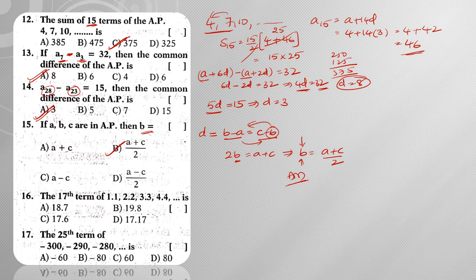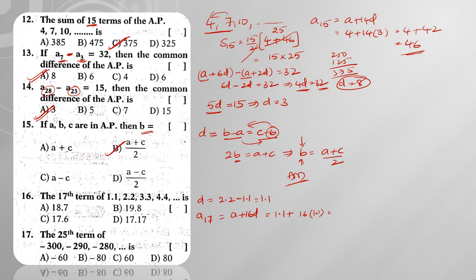Okay. Next one. The 17th term of 1.1, 2.2, 3.3, 4.4 and so on. Now from this if you observe, the common difference is 1.1. Right. So d is 2.2 minus 1.1, which is nothing but 1.1. Now what is he asking? 17th term. So a17 I can write as a plus 16 times d. So what is a here? So a is 1.1 plus 16 times 1.1.